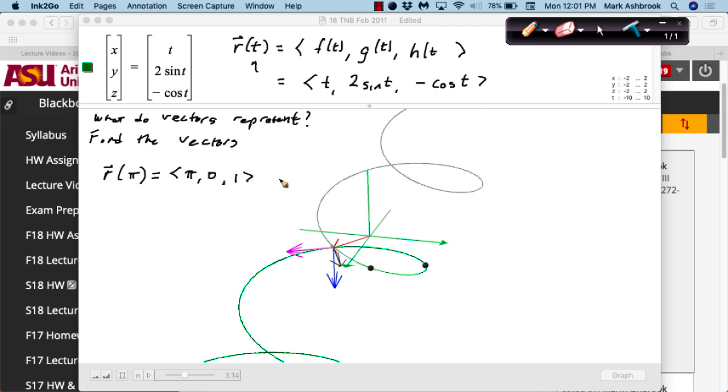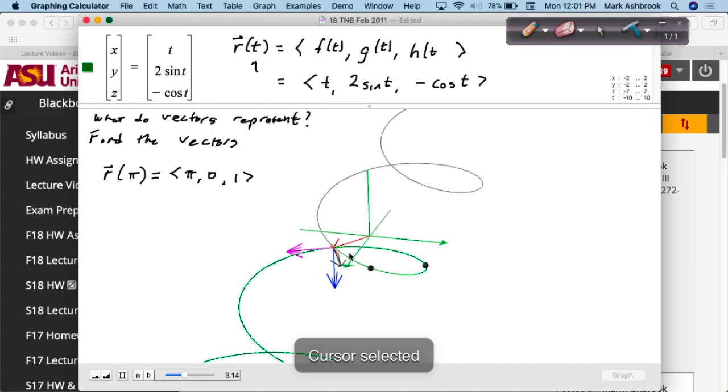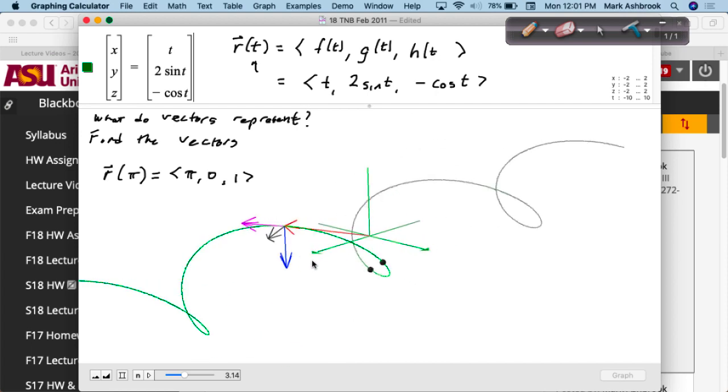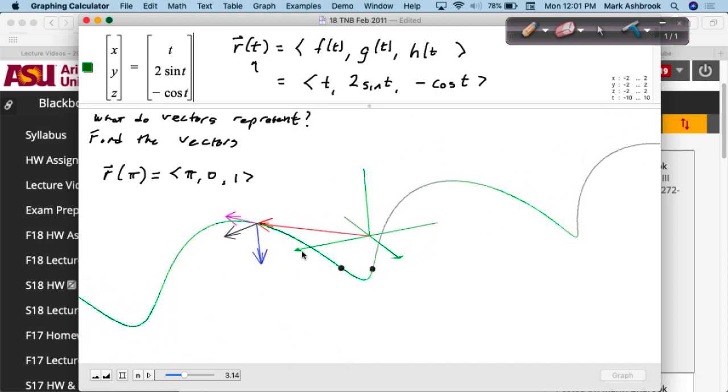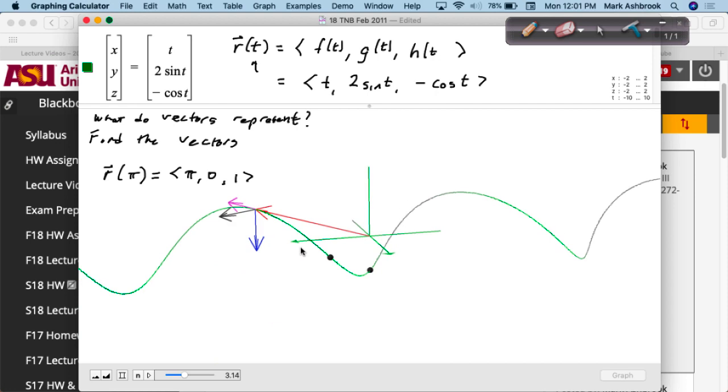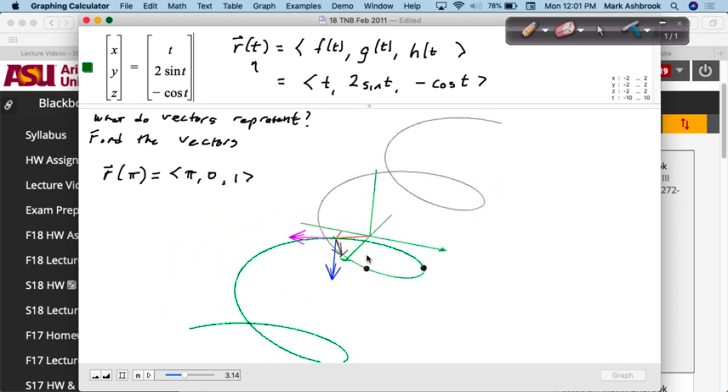Does that vector look like pi, 0, 1? Just as a quick check, as a view: coming out about 3 in the x direction, 0 in the y direction, up 1. Looks about right. See that? Out a little more than 3, no y component, and then up 1. So we're good? Okay, so any of the others that we can just find right off the bat?